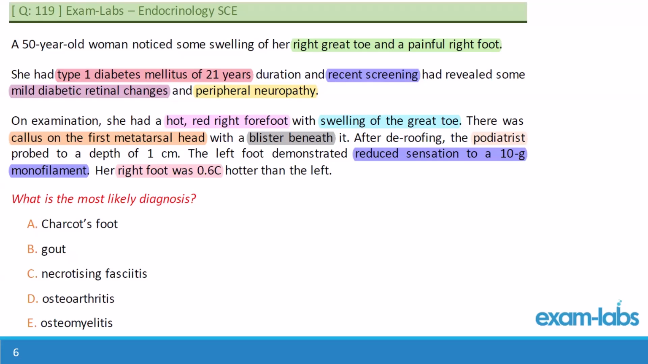This is another question from the exam lab. A right grade 2 and painful right foot. The patient is type 1. A recent screening revealed some mild diabetic retinal change and peripheral neuropathy. There is a hot red right forefoot. Once you see forefoot, what is the lesion? Osteomyelitis. Once you see a hot red right forefoot, we should suspect osteomyelitis.